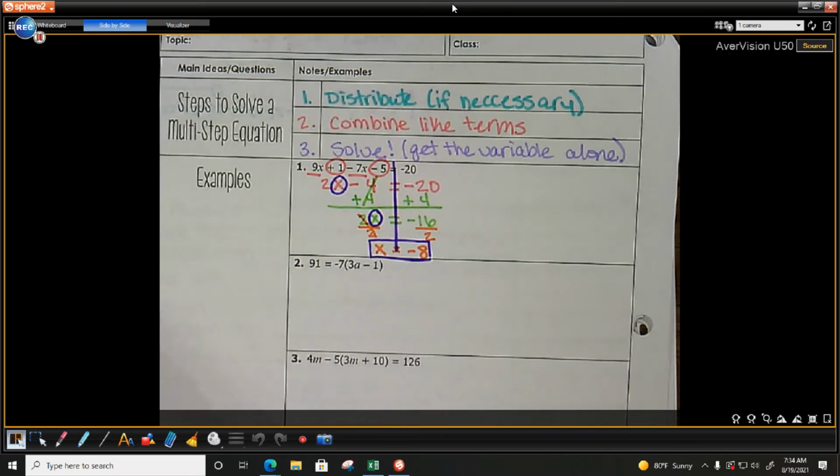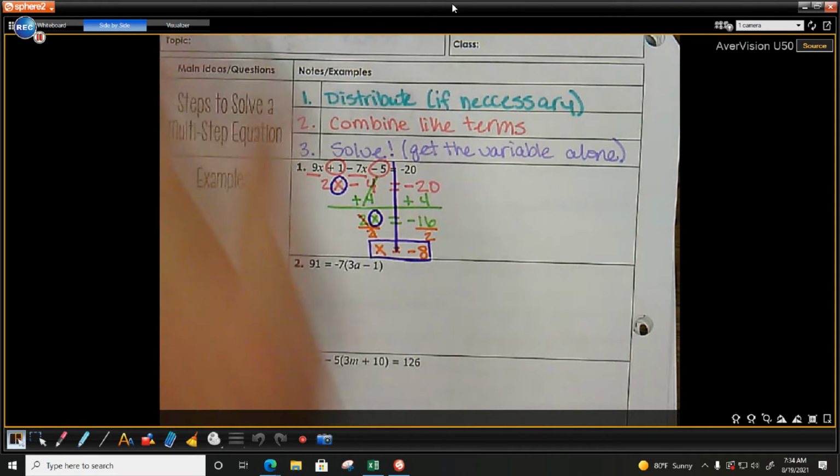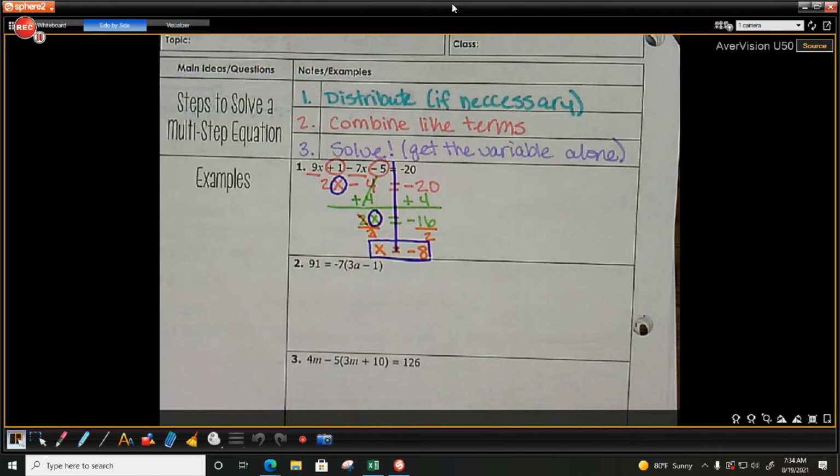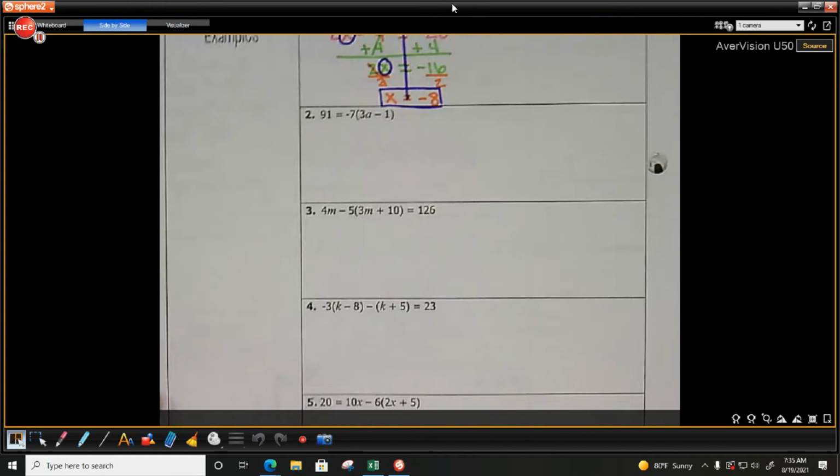Guys, can you check yourself? Yes, you could plug that negative 8 back in for x. Okay? Do you see how today is longer than last period? Do you see why it's super important to keep your work nice and neat and organized? Okay? Let's look at number 2.